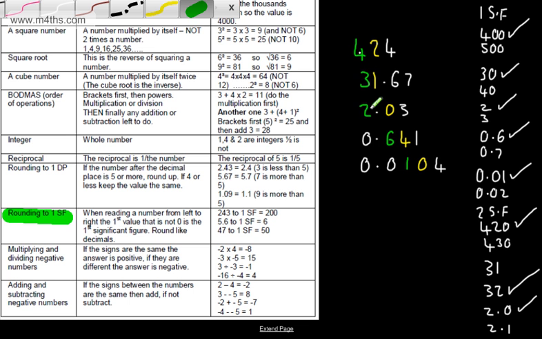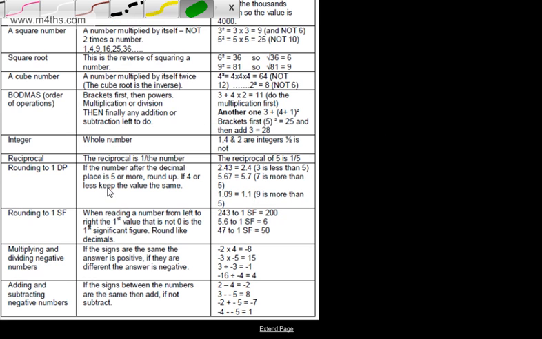It's tens, it's units, it's tenths, it's hundredths. Okay, let's go on and look at multiplying and dividing negative numbers. Let's just build some rules up.